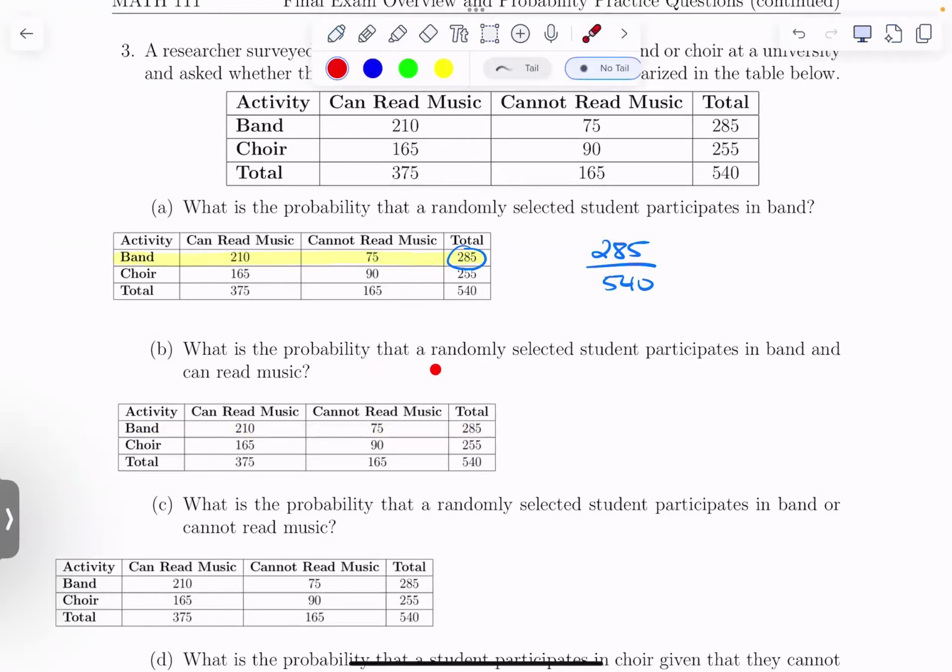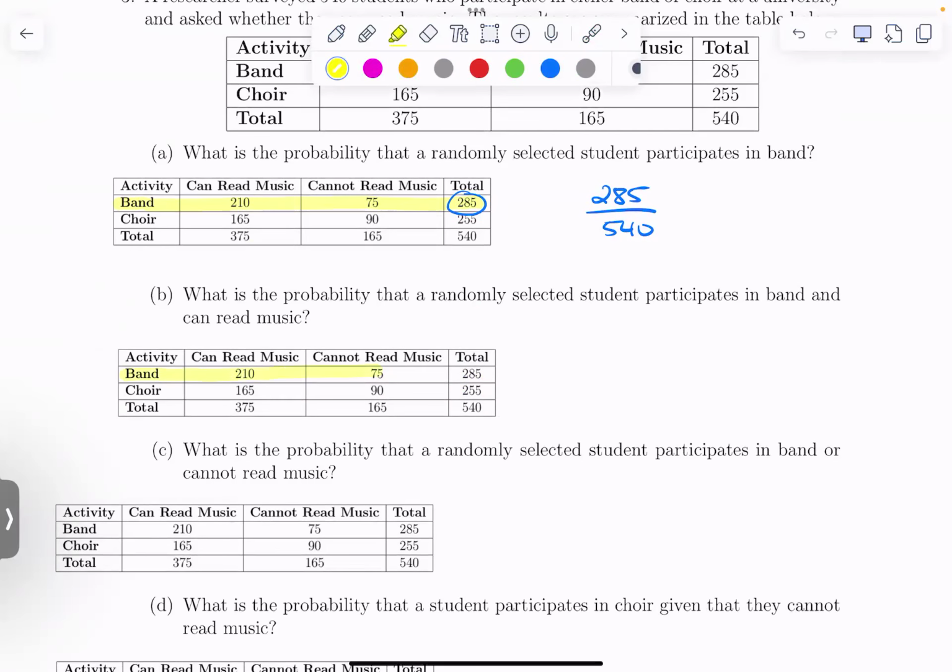What's the probability that a randomly selected student participates in band and can read music? Right? And so I'm looking at they have to be in band and they have to read music. Okay. And the only overlap here is this 210. Question is, out of 540, right? Because it's out of the total. And otherwise, you're making it conditional on something, so it has to be out of the 540.